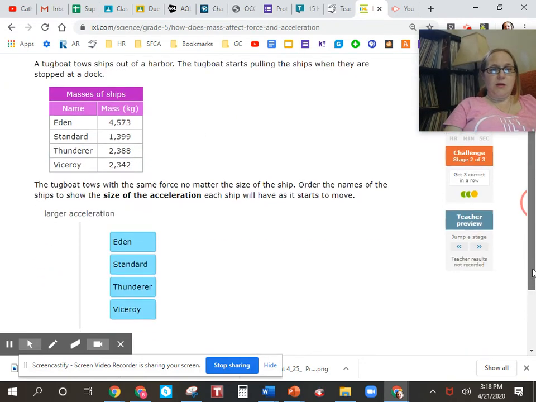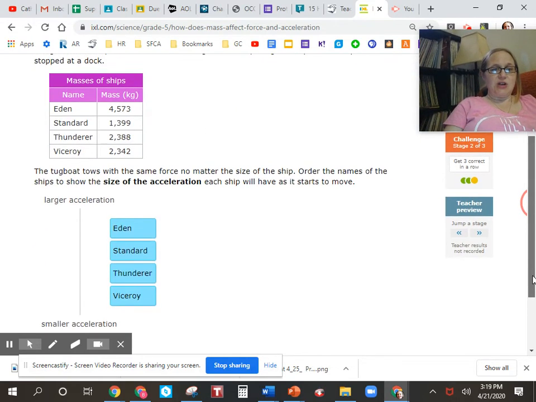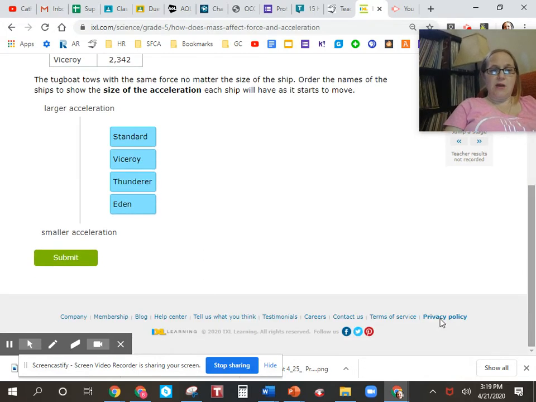Okay, good. Okay, one more that's asking us for the size of acceleration. So the larger acceleration would be the smallest mass, the standard. And then next would be the Viceroy and the Thunder and the Eden. Standard. Okay, I think we're getting close.